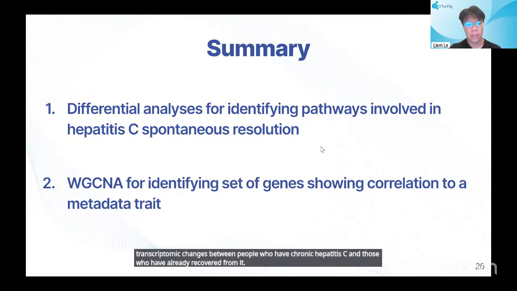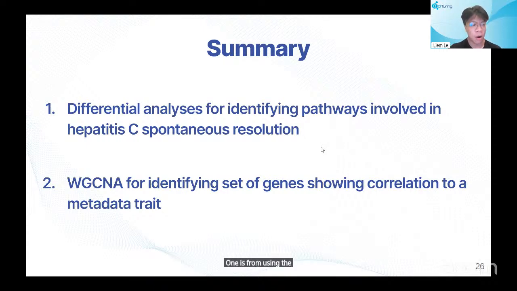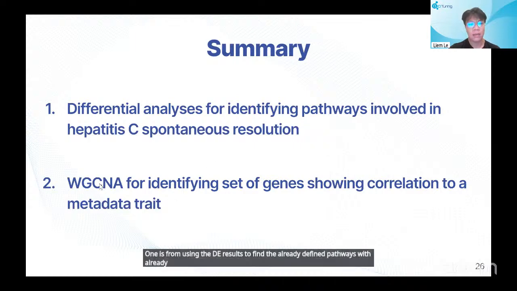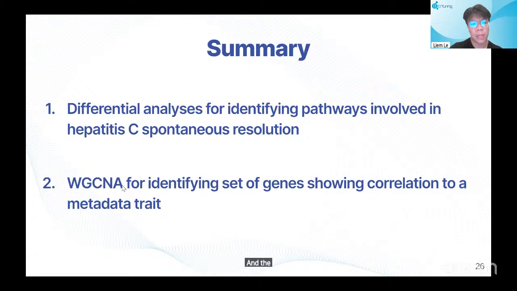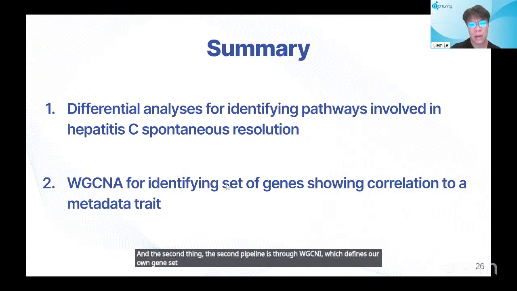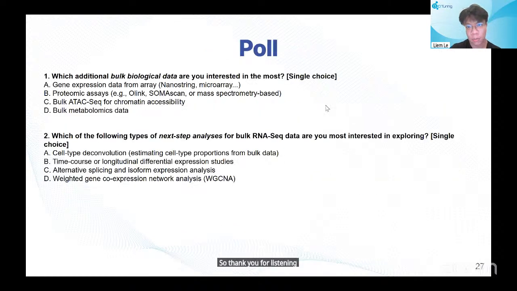One is using the DE results to find the already defined pathways with already defined gene sets. And the second pipeline is through WGCNA, which defines our own gene sets using our expression data. So thank you for listening. And this is our poll for today.